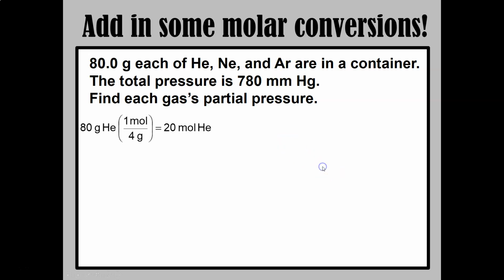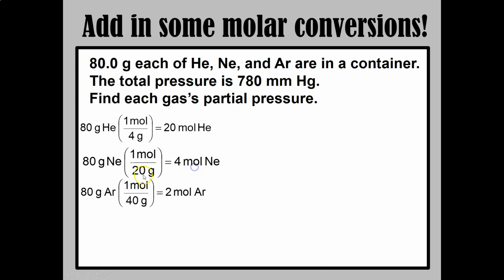So let's start. I have 80 grams of helium. 1 mole of helium weighs 4 grams. I find out I got 20 moles of helium in this container. I have 80 grams of neon. 1 mole of neon weighs 20 grams. I have 4 moles of neon. 80 grams of argon. 1 mole of argon weighs 40 grams. This container has 2 moles of argon. Since I have to do mole fractions, I need the total moles, don't I? That's my denominator. So if I add these all together, I find out I have 26 moles of gas.